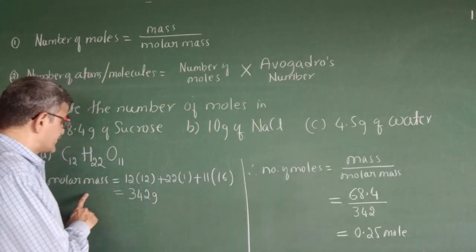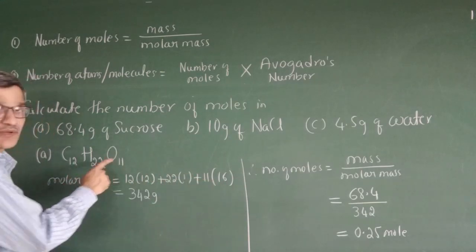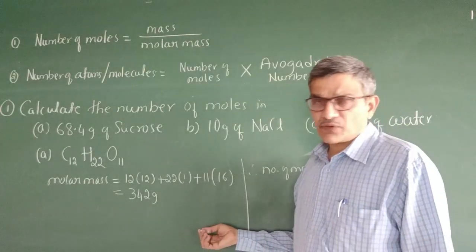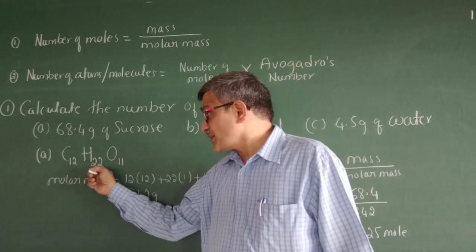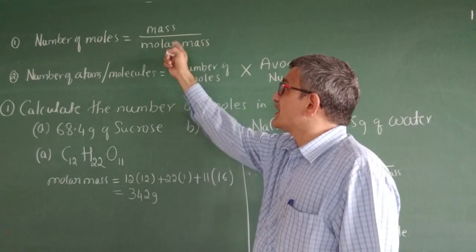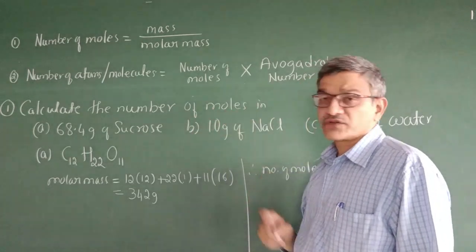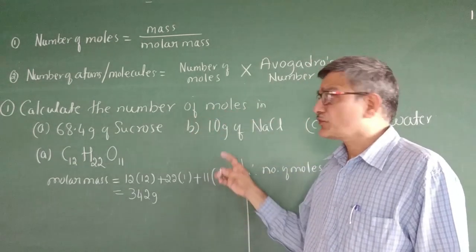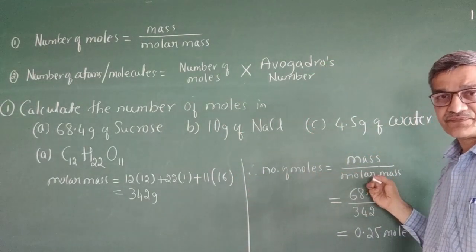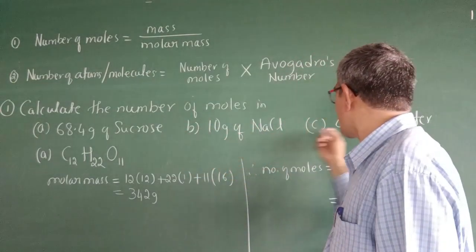Okay. So first thing is you must know the atomic mass of elements like carbon, nitrogen, oxygen, chlorine. So atomic masses you have to add to get the molar mass. Then the formula is mass divided by molar mass. So this is how to calculate the number of moles. Very, very important: number of moles equals mass divided by molar mass. Okay. So I have done this one, and I am leaving the others as homework.